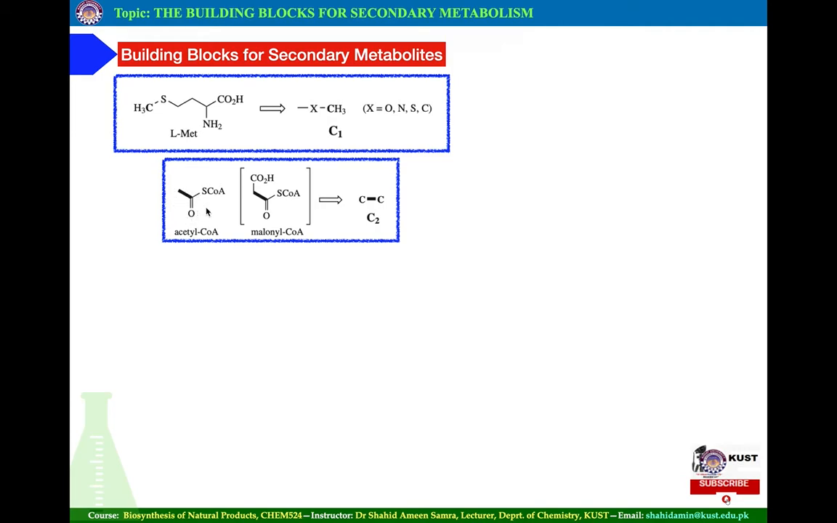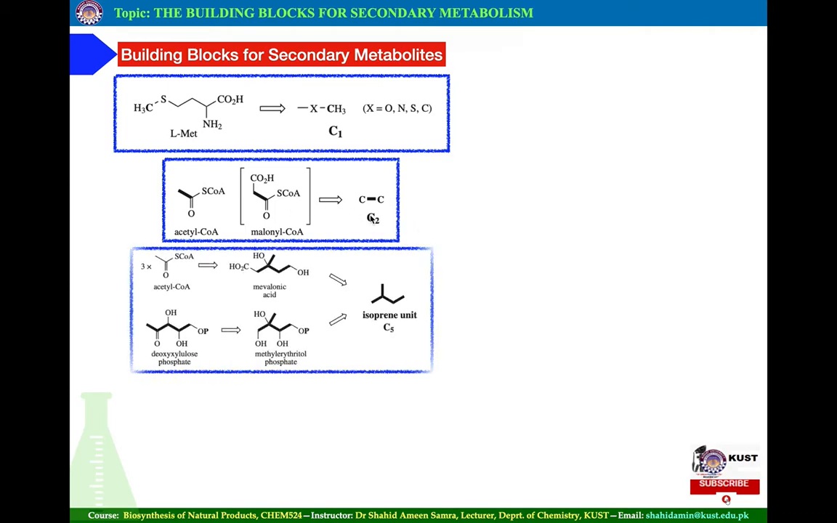And the activated form of acetyl coenzyme A, this is malonyl coenzyme A. Although acetyl coenzyme A is also activated, malonyl coenzyme A is a more activated form, and this also provides us with 2 carbon units for the biosynthesis of secondary metabolites. Then we have a 5 carbon unit that is known as isoprene unit.